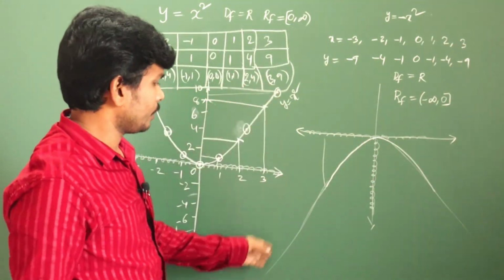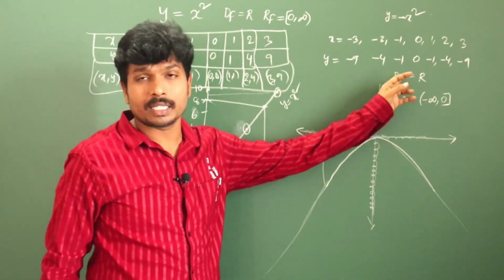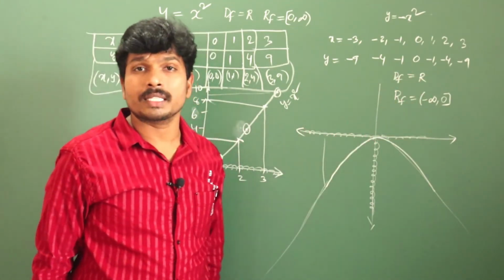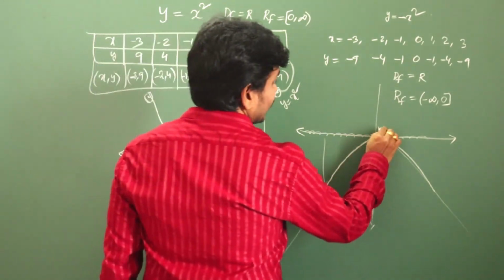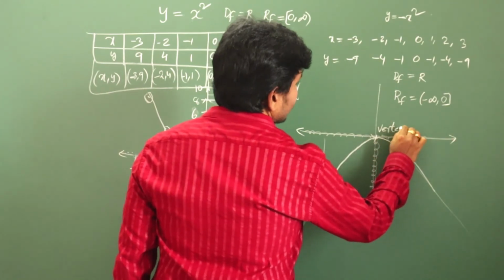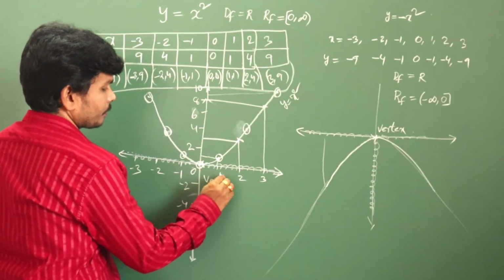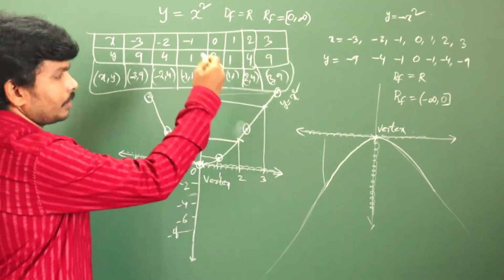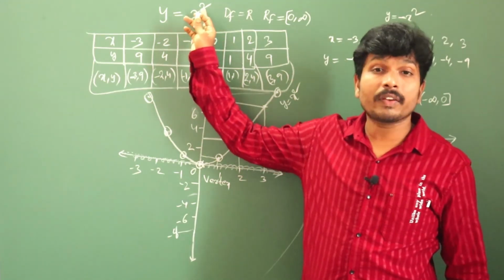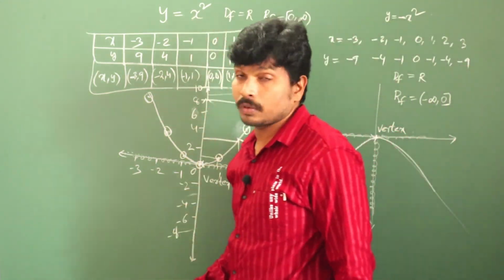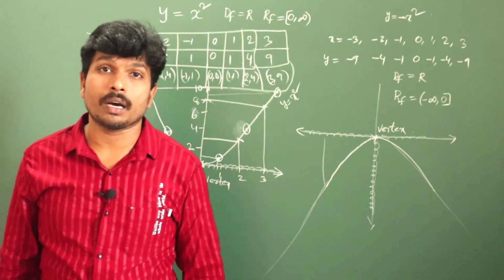So that's why it covers all of the x-axis. So its domain is real numbers and range is minus infinity to 0. And this turning point we call the vertex. Here, what is the vertex? This is the vertex. The turning point is called the vertex. When will you get the graph opening upwards? When the x square coefficient is positive, a is positive. When will you get it opening downwards? When the x square coefficient is negative.